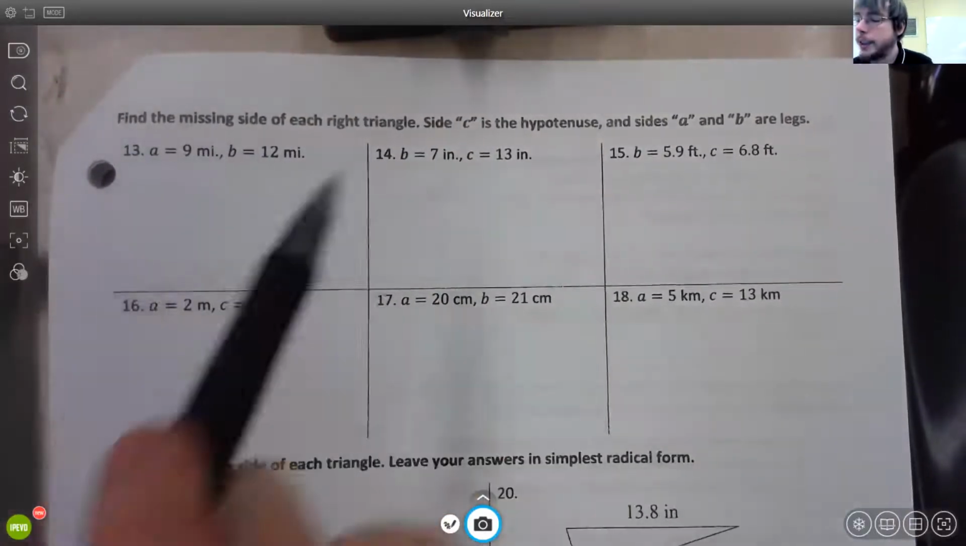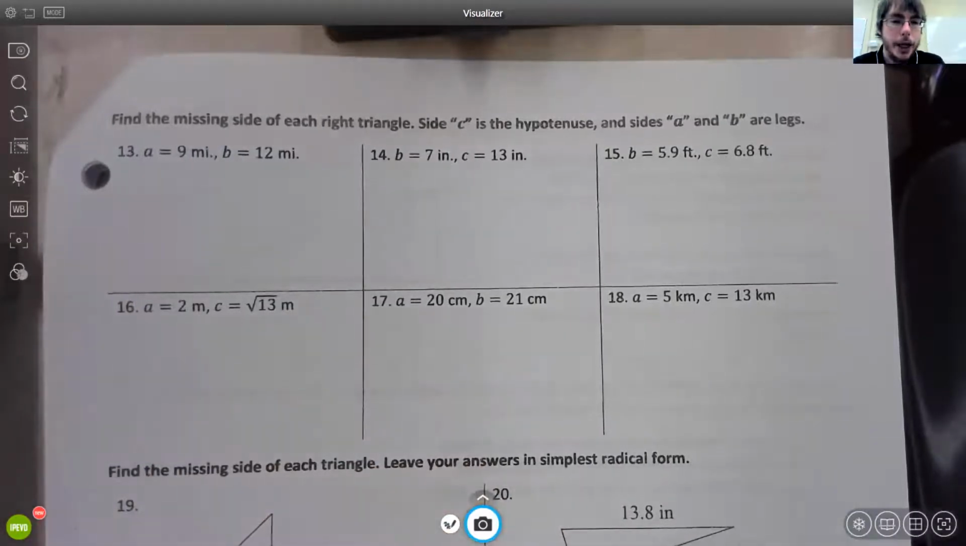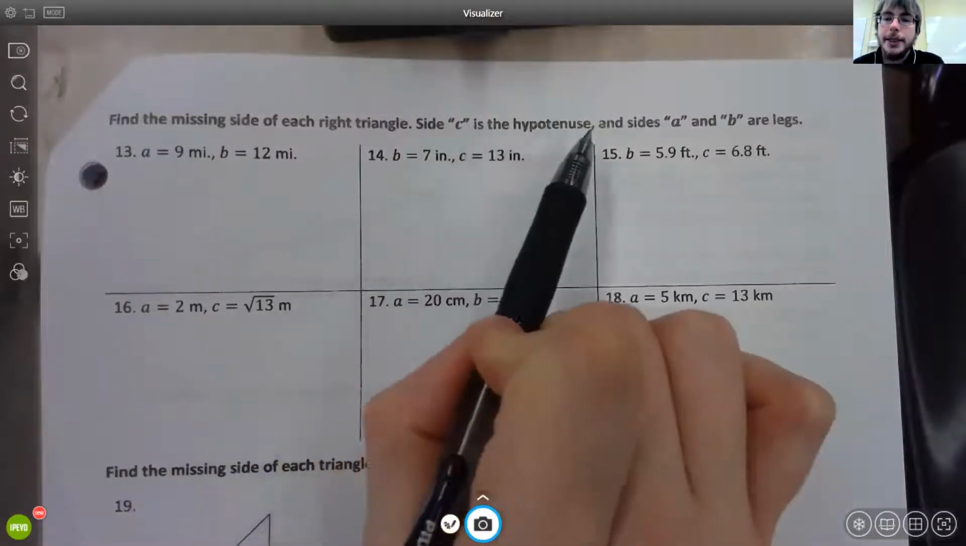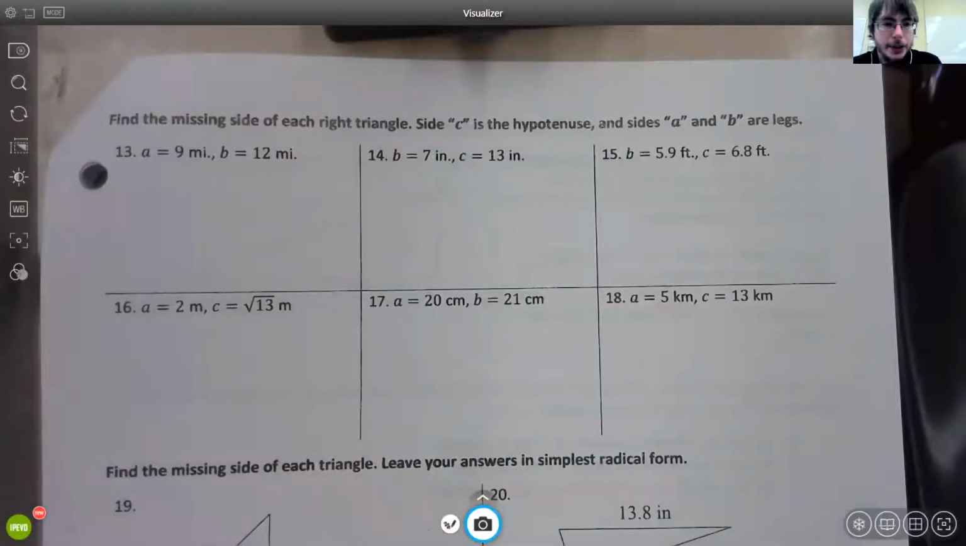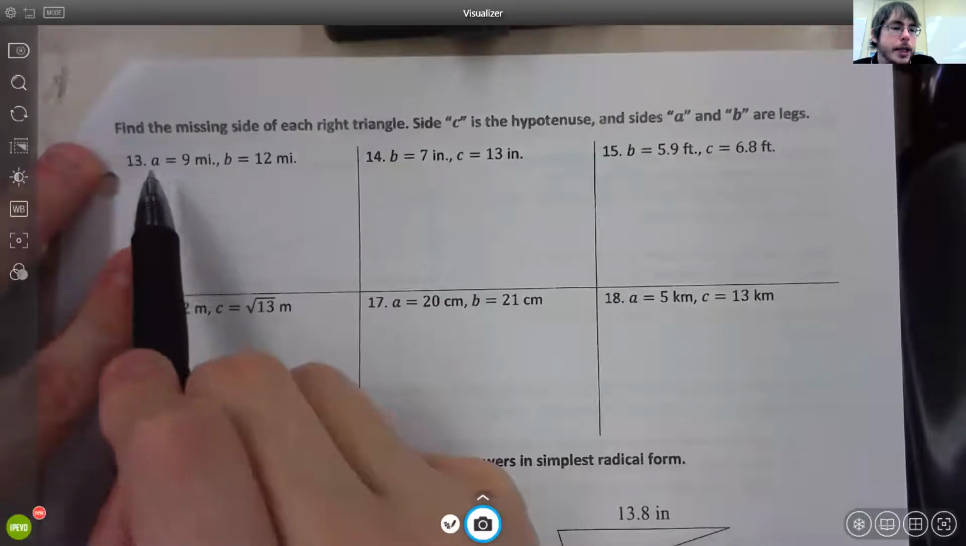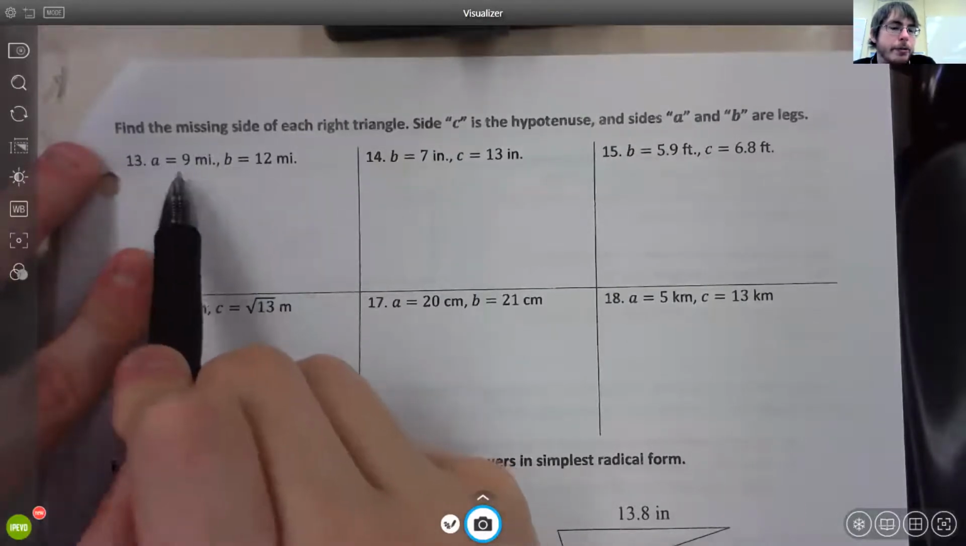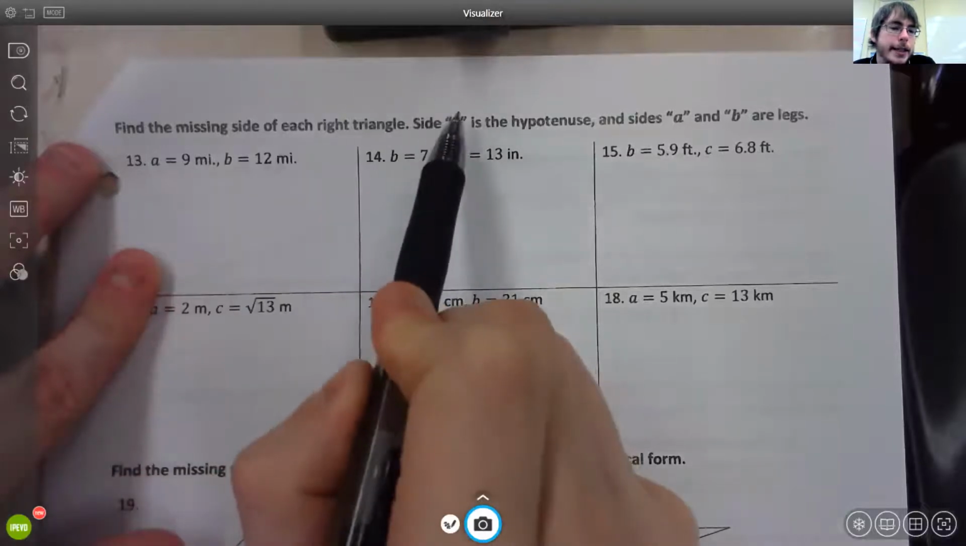So for 13 through 18, what it wants us to do is find the missing side of each right triangle, where side C is the hypotenuse and sides A and B are legs. So we have to see what we're trying to find, if we're trying to find A, B, or C. So let's look here at number 13. In number 13, we have A and B. Well, since we have A and B, that means we're trying to find C.